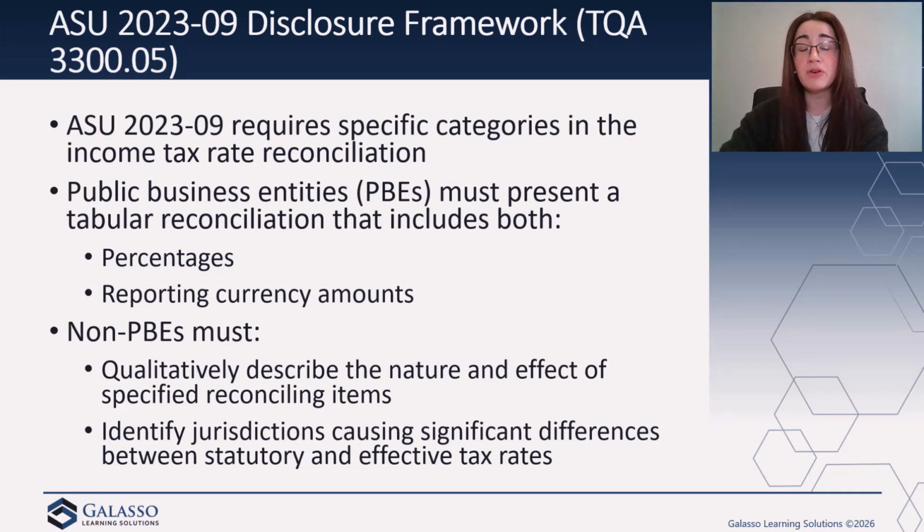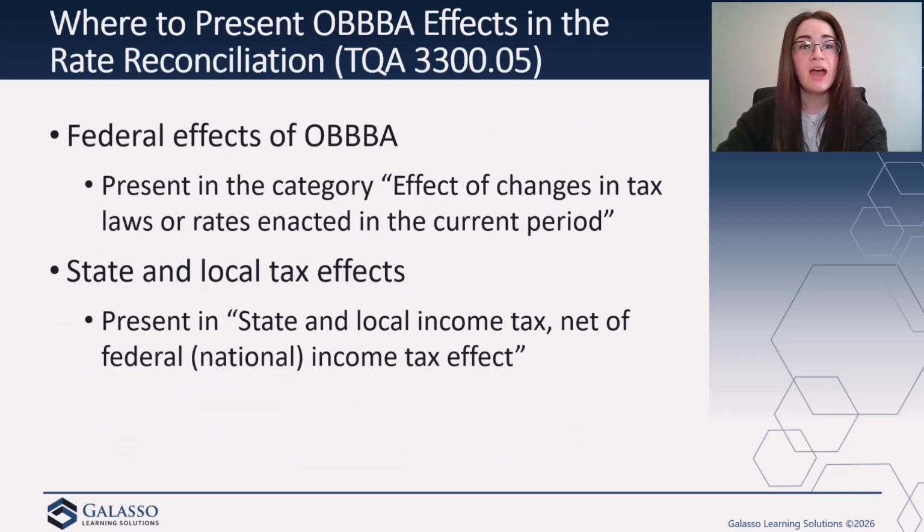We have a numerical reconciliation that is required for public business entities, and then we have a qualitative, so in words description, for the non-public companies. And people were asking the question, so, okay, we have these new requirements from this ASU, but how does OB3 impact us with this ASU? Basically, where would this go when we're talking about this new and expanded reconciliation that I now need to provide?